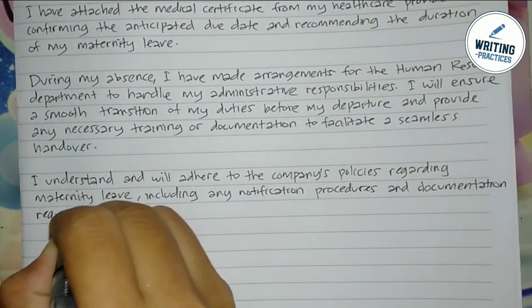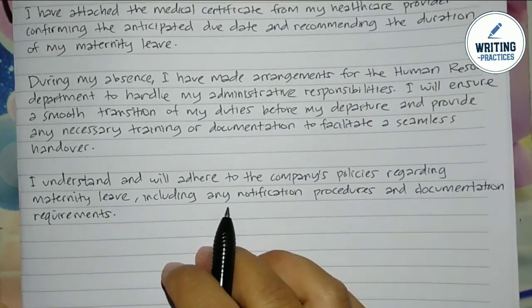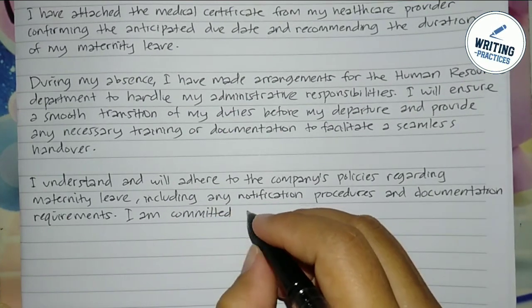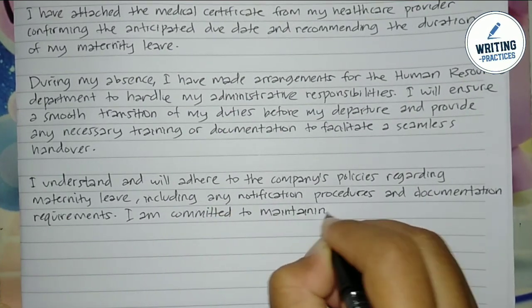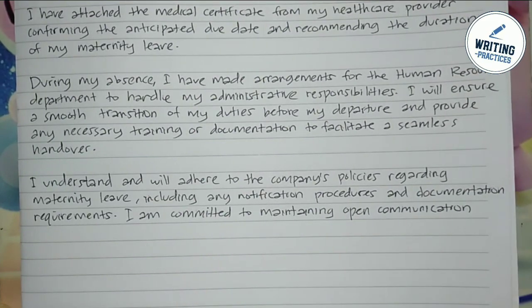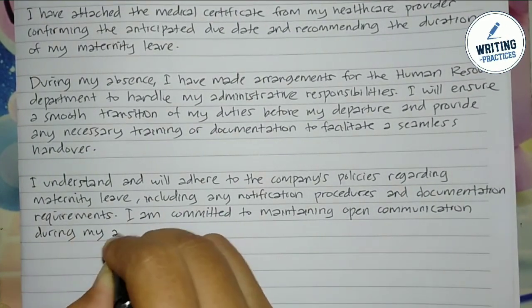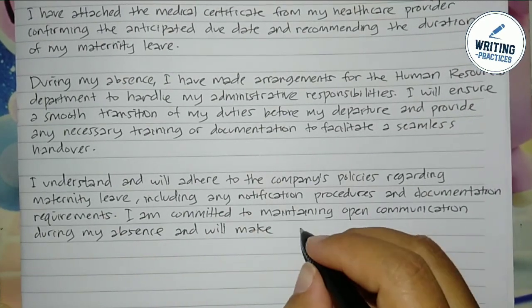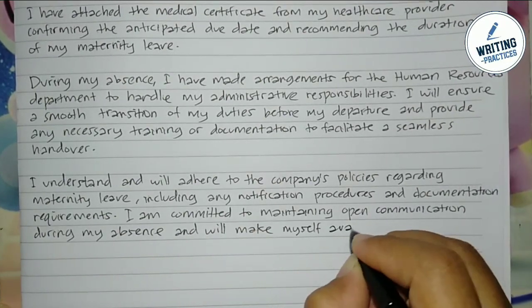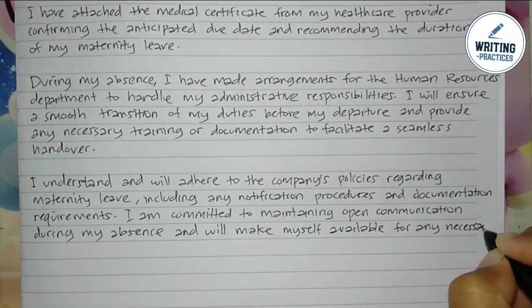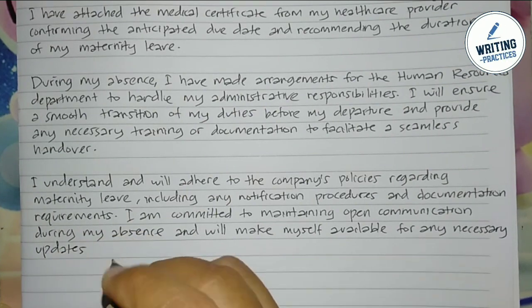And you need to mention maintaining communication during leave. Yes, you have to express commitment to maintaining open communication during the absence and availability for updates or inquiries. You may write something like, "I am committed to maintaining open communication during my absence, and will make myself available for any necessary updates or inquiries." And here, you can give your contact information like phone number, email address, and so on.